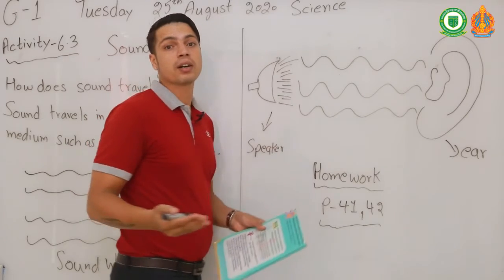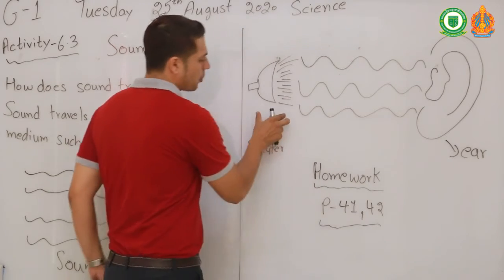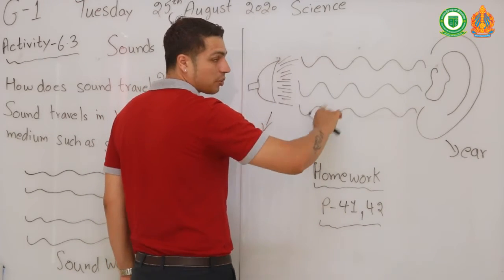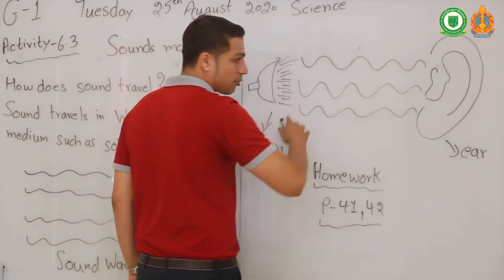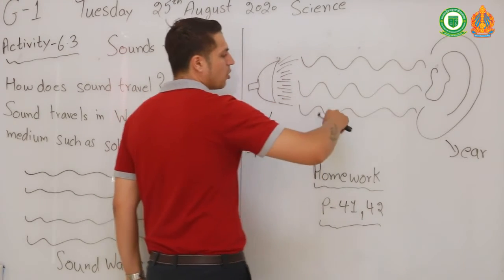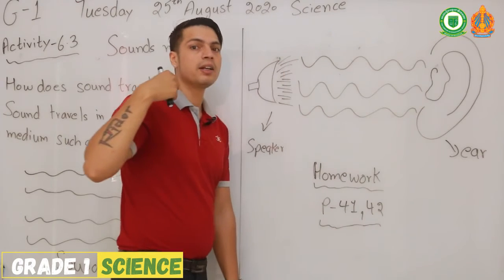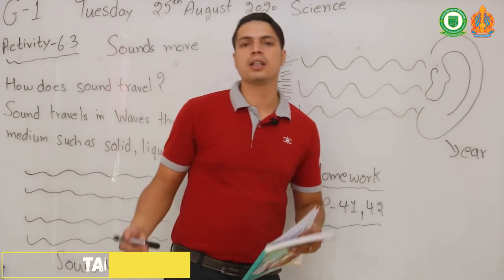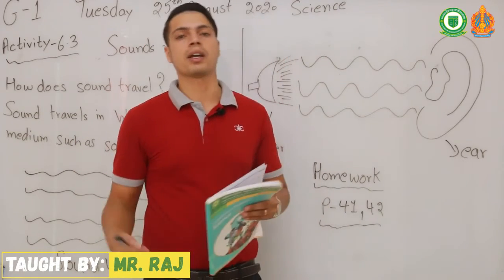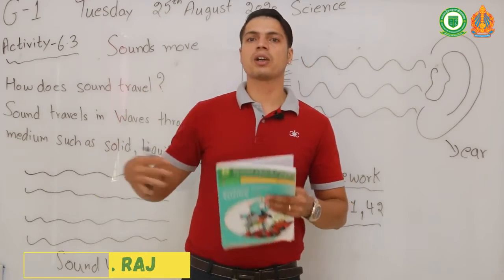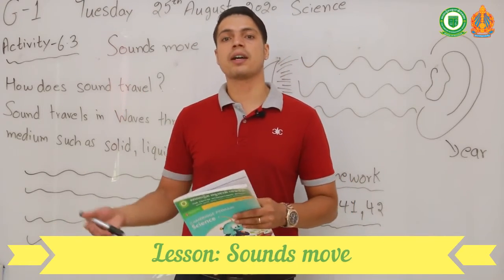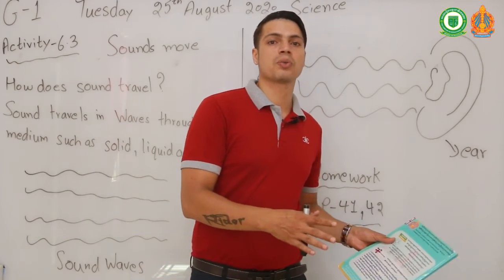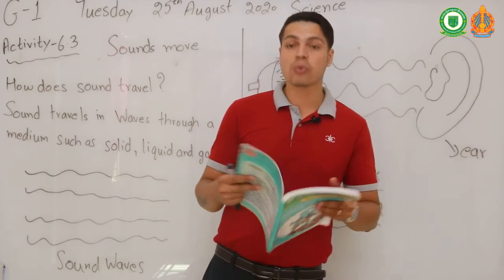So how do we hear? Here is a speaker. The speaker is a source of sound. When the sound comes out from this source, it comes out in waves. When these waves reach our ear, that means we hear sound. And how do we hear sound? Loud and quiet. When we are close to the source of sound, we hear sound loud, and if we are far away from the source of sound, we hear sound very quietly.